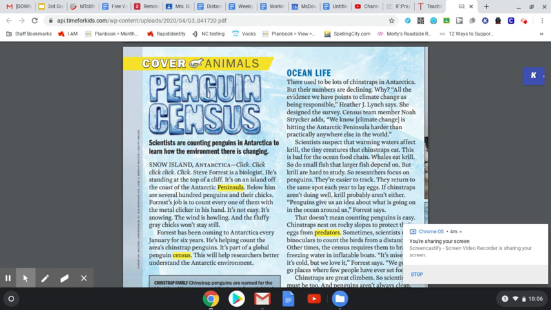This will help researchers better understand the Antarctic environment.